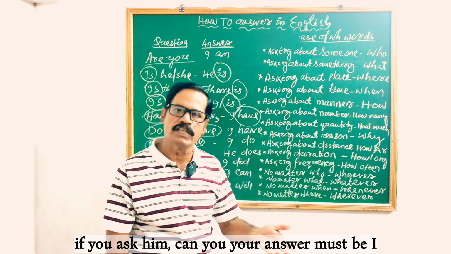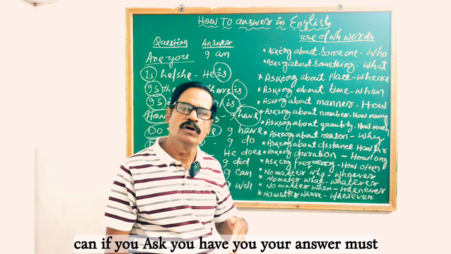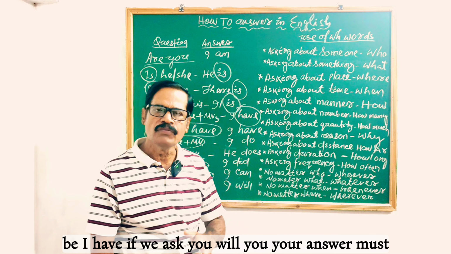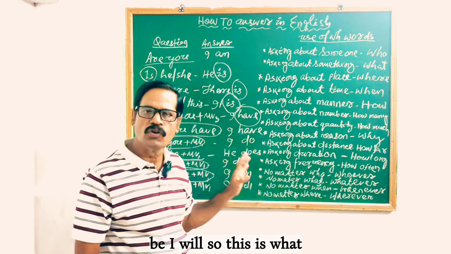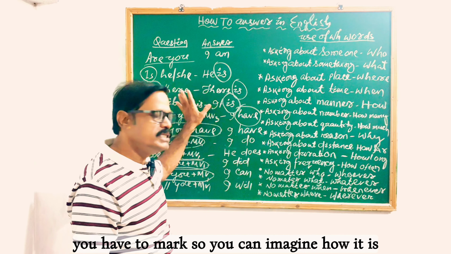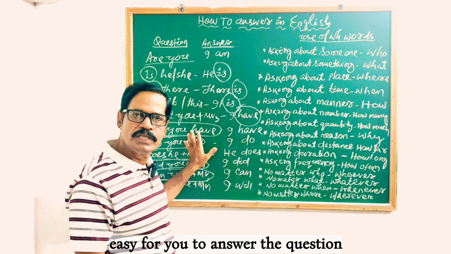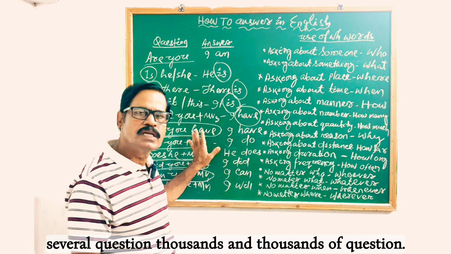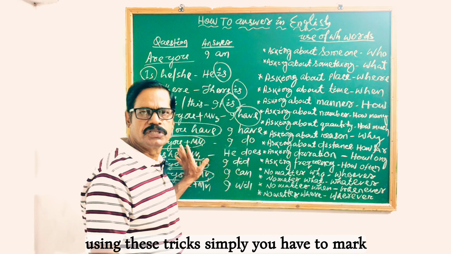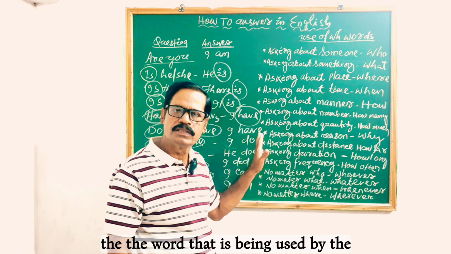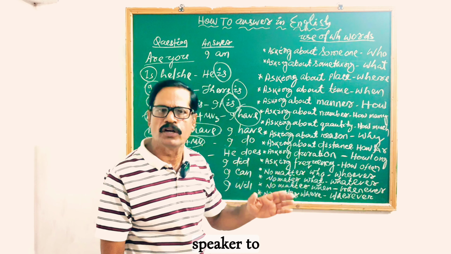If he asks you, can you, your answer must be, I can. If he asks you, have you, your answer must be, I have. If he asks you, will you, your answer must be, I will. So this is what you have to mark. So you can imagine how easy it is for you to answer the question. Thousands and thousands of questions you can solve or reply to using these tricks. Simply you have to mark the word that is being used by the speaker to you.